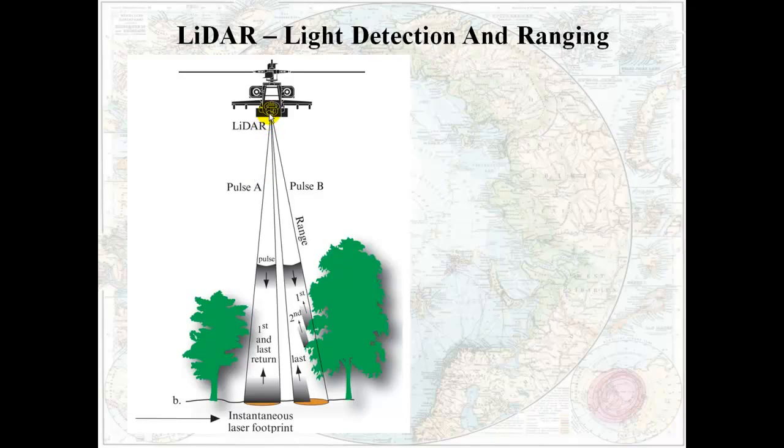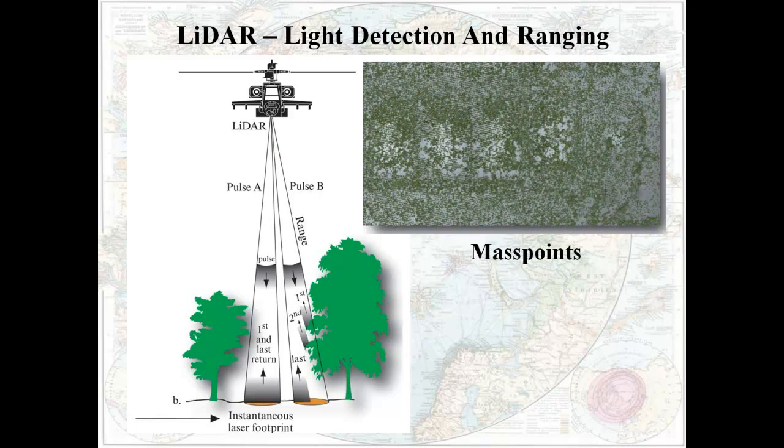LiDAR has an additional feature that's really useful, and that is it can sense multiple returns. You can imagine something going down and hitting a tree, a piece of the canopy. It's going to bounce back. Part of that signal might make it down a little bit further and hit a piece of the canopy a little bit lower, and that could be the second return. And then part of the signal might make it all the way to the ground, and that would be the last return. So the LiDAR hardware, the sensor, is going to be able to sense multiple returns from the same source signal. It's going to allow you to get a 3D effect in your LiDAR data.